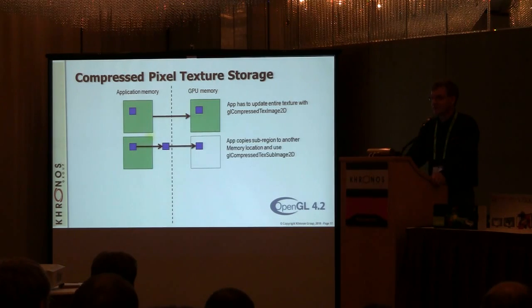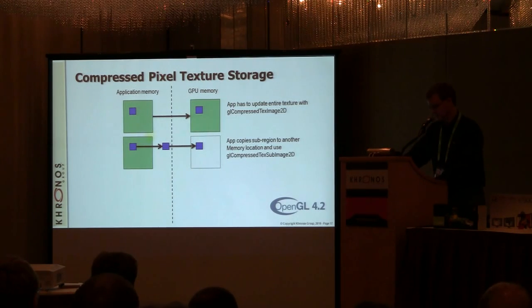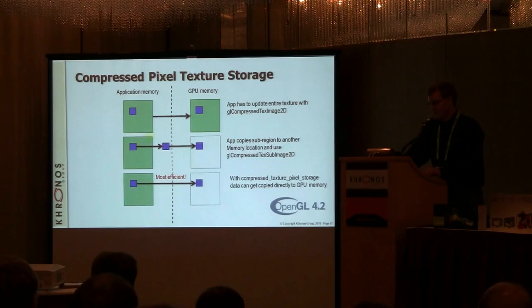Second way, that's probably the most efficient way you can do it today. You take that updated region, store it in its own memory buffer that you allocated as the application, and then you call glCompressedTexSubImage2D to update it to the texture. And then lastly, with the new compressed pixel texture storage, we can just pull that directly out of your copy of the texture, your compressed copy of the texture, straight into GPU memory for you.